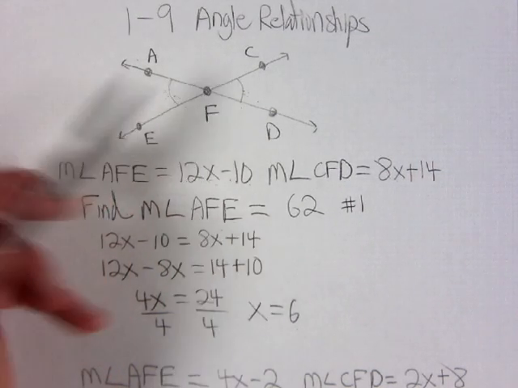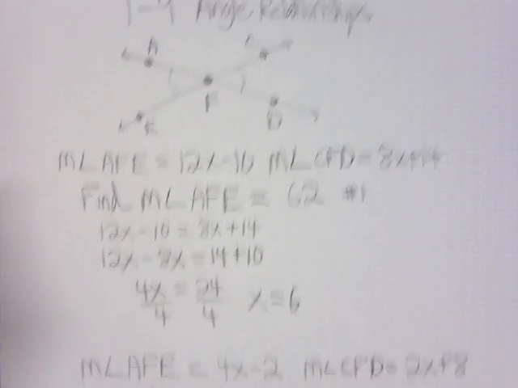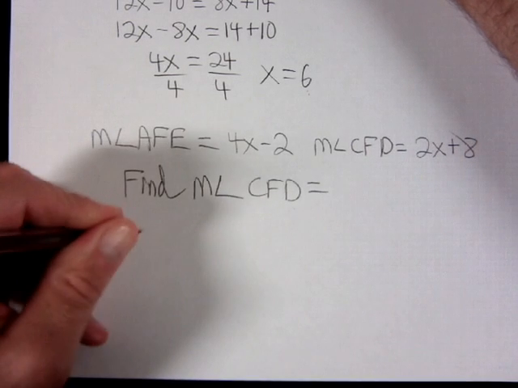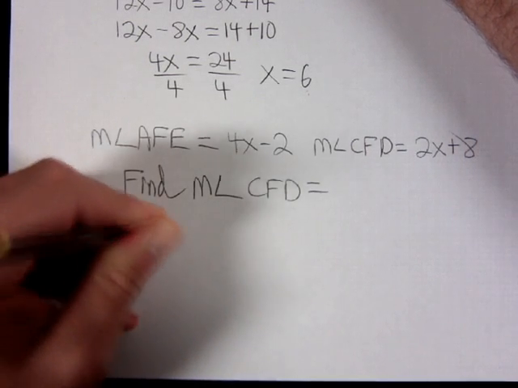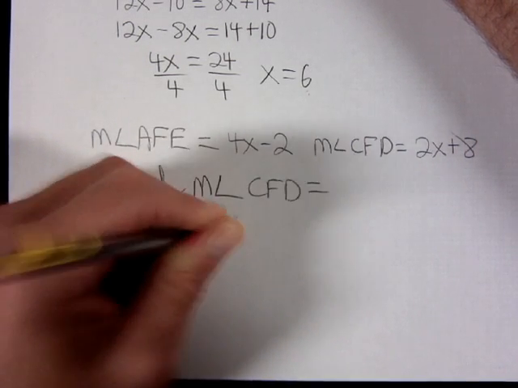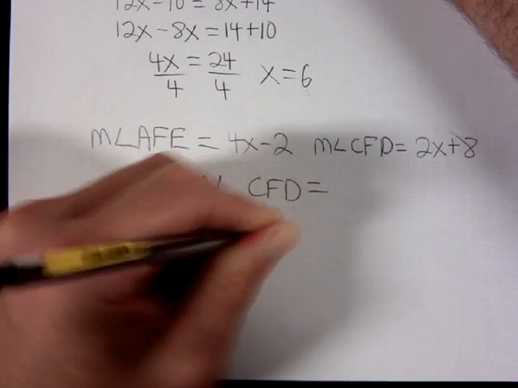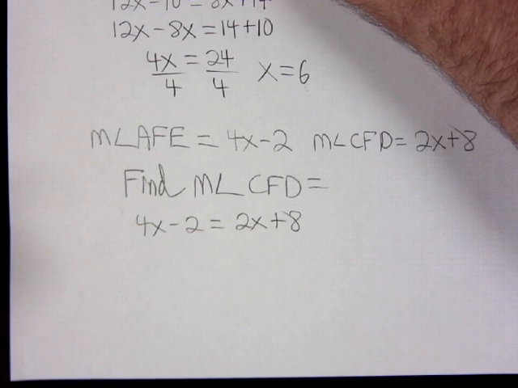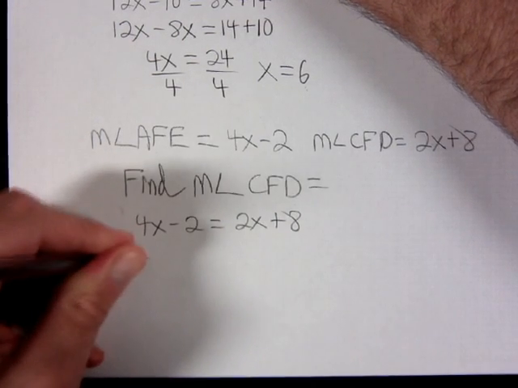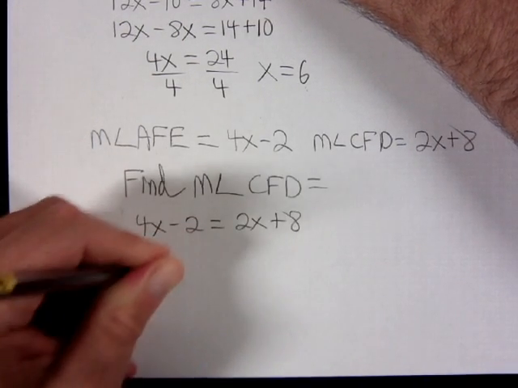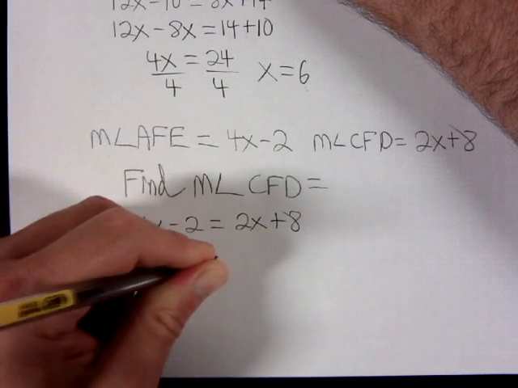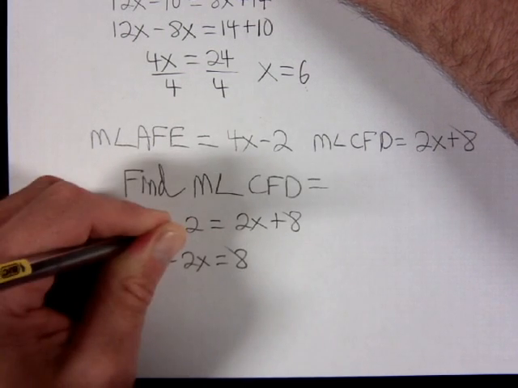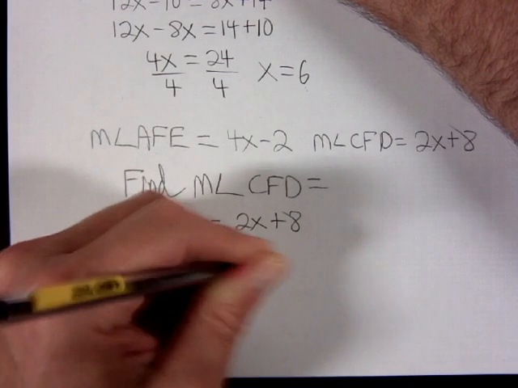So just like in the last problem, I can go ahead and set them equal. So I want to set 4x minus 2 equal to 2x plus 8. Once again, x's come to one side, regular numbers come to the other side, so the 2x is going to come across. It'll change to minus. The 8 is staying put. The minus 2 is going to come across and join it as plus 2.